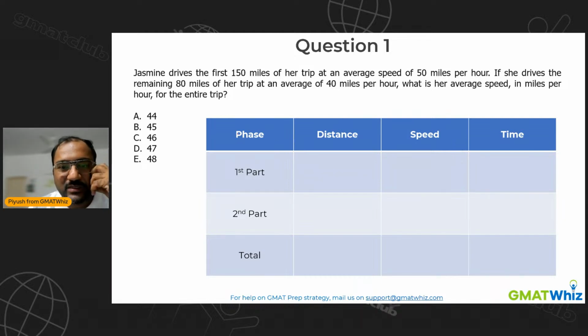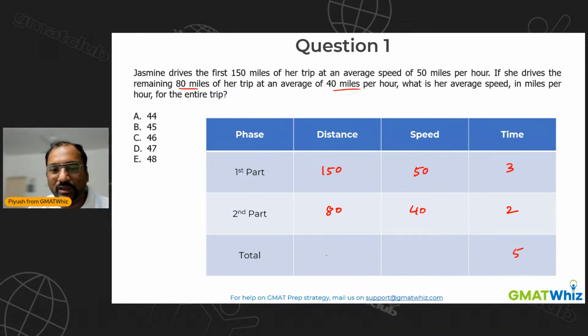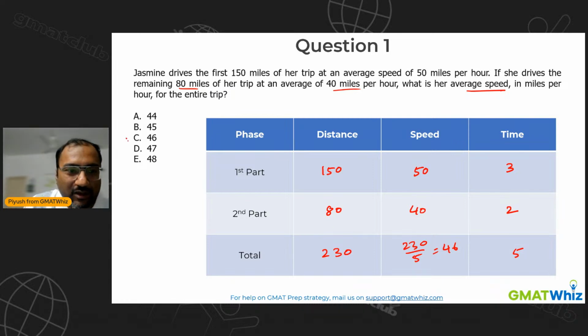The first part of the journey, the distance was 150 miles. I just put the detail over here. 50 miles per hour is the speed, so time will be 3. Second part of the journey, 80 miles was the distance, 40 miles per hour was the speed, so 2 is the time. Obviously, I can add the times; that's the only thing I can add apart from the distance. If I add both of them, and the question is asking for the average speed, it will be 230 by 5, which is 46 miles per hour in this particular case.